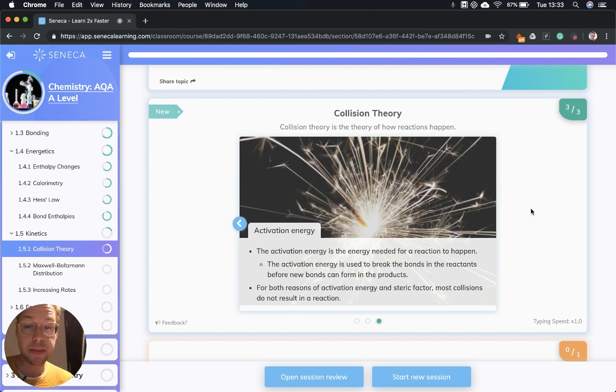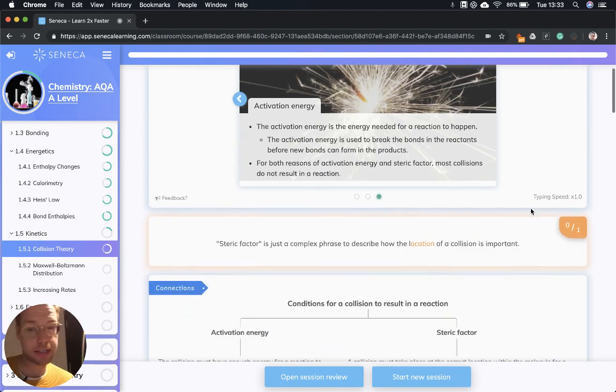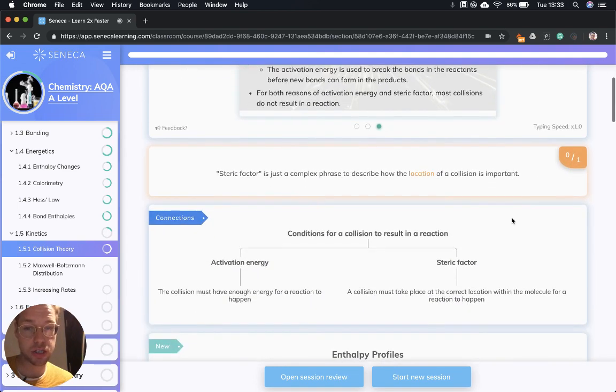Activation energy. The activation energy is the energy needed for a reaction to happen. It is used to break the bonds in the reactants before new bonds can be made in the products. For both reasons of activation energy and steric factor, most collisions do not result in a reaction.